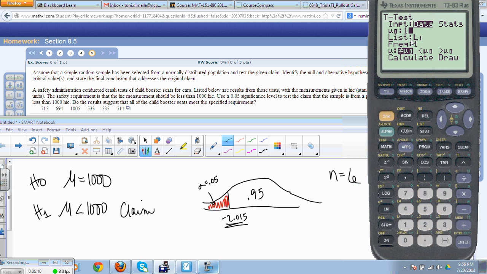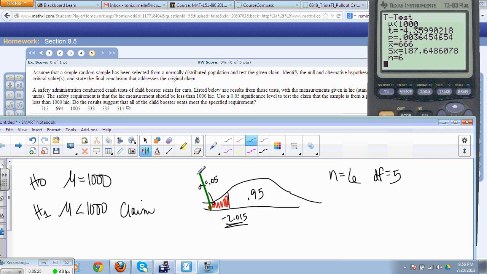So all I have to do is put in my information. My number in my null is 1000. The symbol in the alternate is less than. And I hit calculate. And I have a t that's a negative 4.35. So I am like way down here for the test stat. So I'm definitely in the red zone, which means I'm going to reject the null.